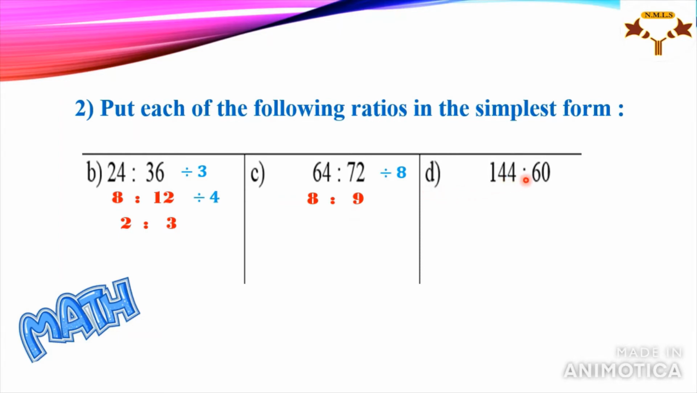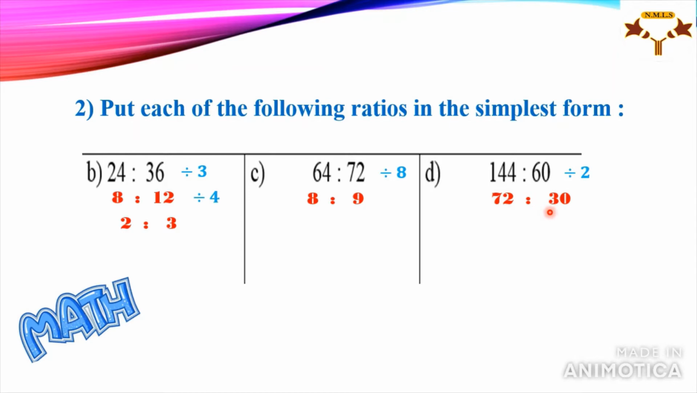So number D, 144 to 60. Yes, both of them are divisible by 2, but here 144 divided by 2 equals 72. 60 divided by 2 equals 30. So here I have 72 to 30, not at simplest form.